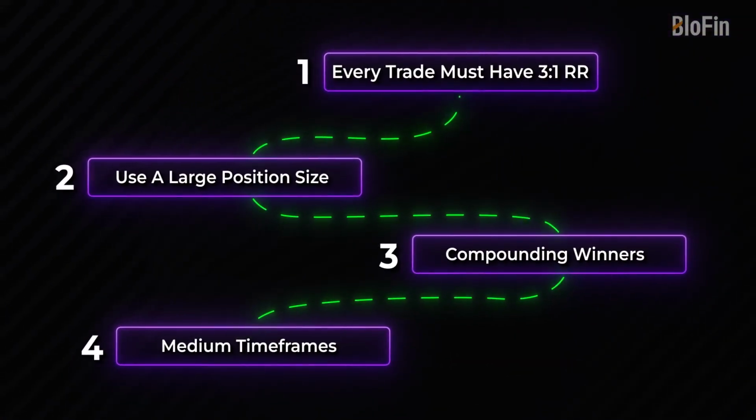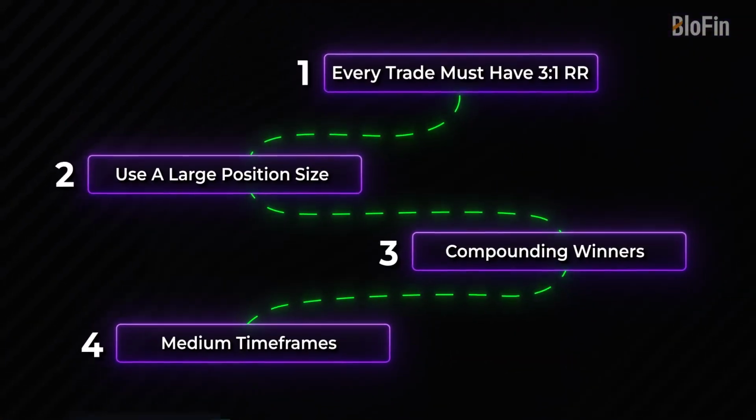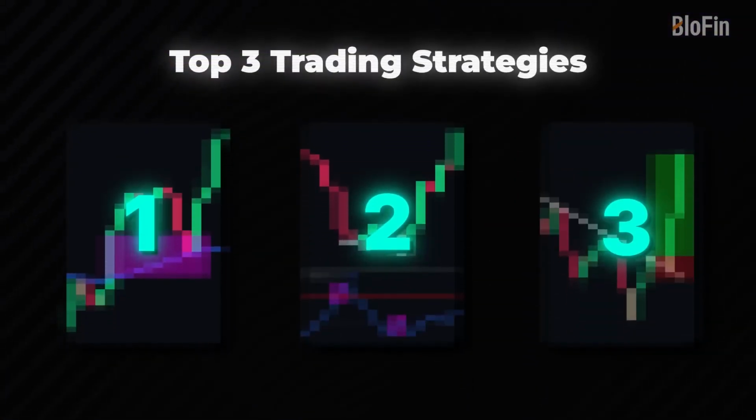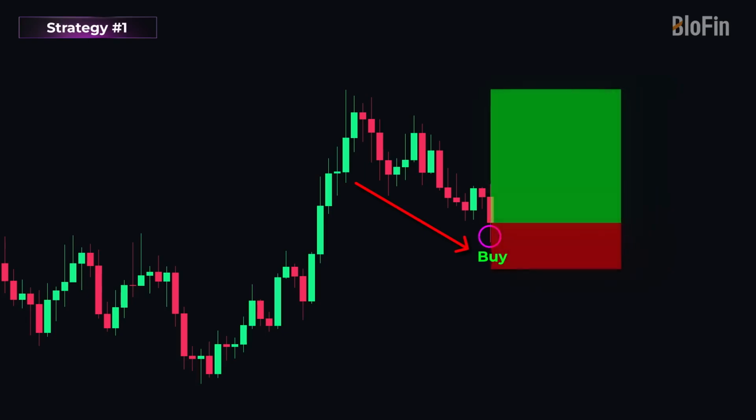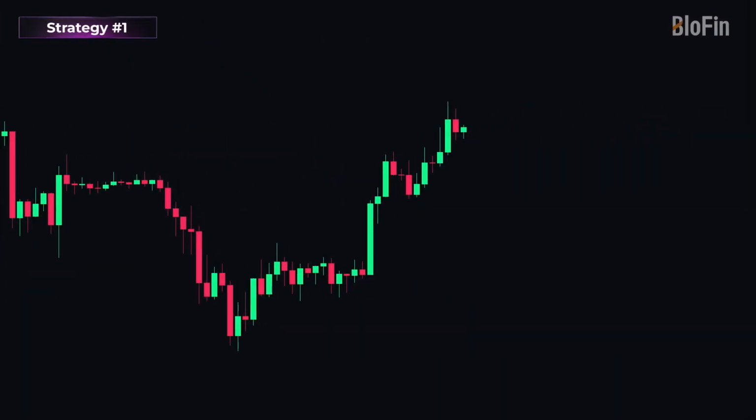So now that you know the key rules to follow when growing a small account, let's get into the top 3 trading strategies you can use. Starting with the first one. This strategy is all about taking advantage of trends, but instead of chasing the trend, the key here is to enter during a pullback of that trend. This way, when the trend continues, you'll end up with way more profits because you entered with a better risk to reward. So here's how the strategy works.